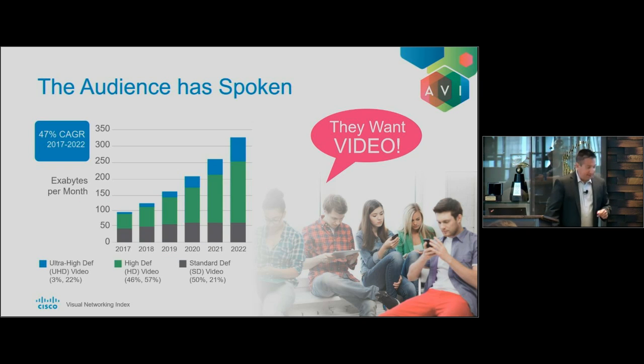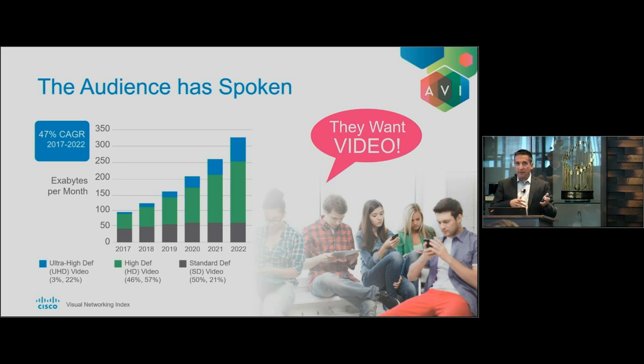So one last thing on the VNI. The green bars represent high definition videos. So today, 2019, we're pulling about 100 exabytes a month. And for those of you that don't know what an exabyte is, we'll back up a little bit.